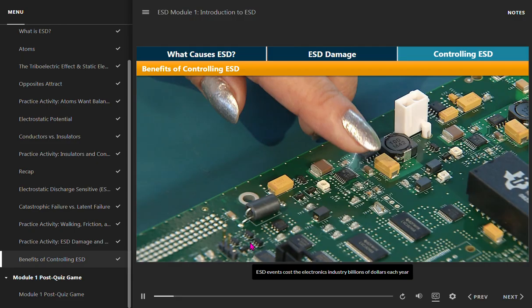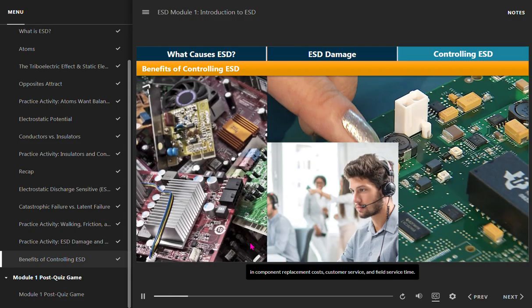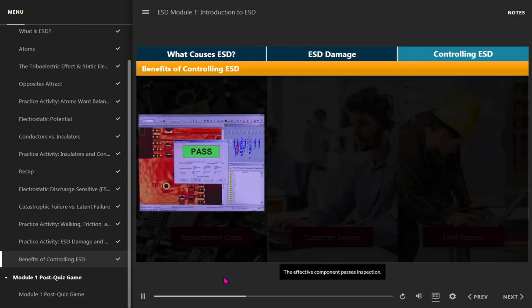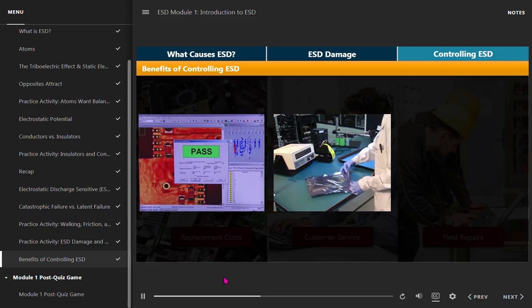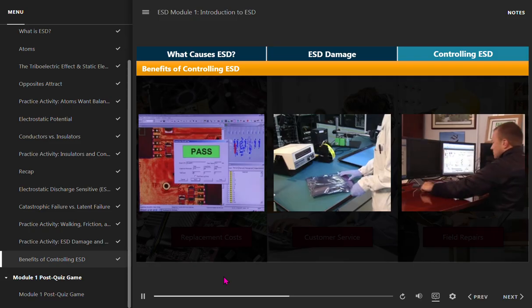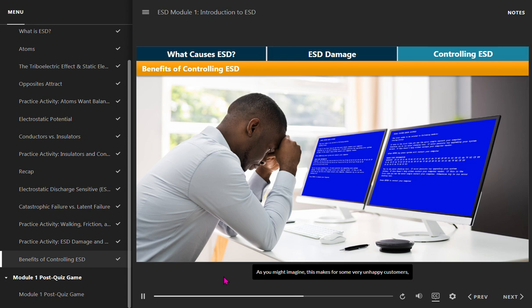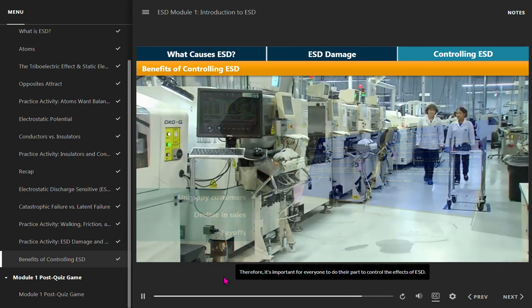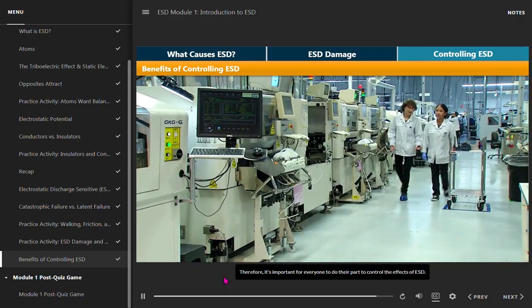ESD events cost the electronics industry billions of dollars each year in component replacement costs, customer service, and field service time. As if that weren't bad enough, ESD damage is often partial. The affected component or assembly passes inspection, is shipped out, and then fails when it's in the user's hands. As you might imagine, this makes for some very unhappy customers, and a large enough number of dissatisfied customers can quickly lead to a decline in sales and even layoffs. Therefore, it's important for everyone to do their part to control the effects of ESD.